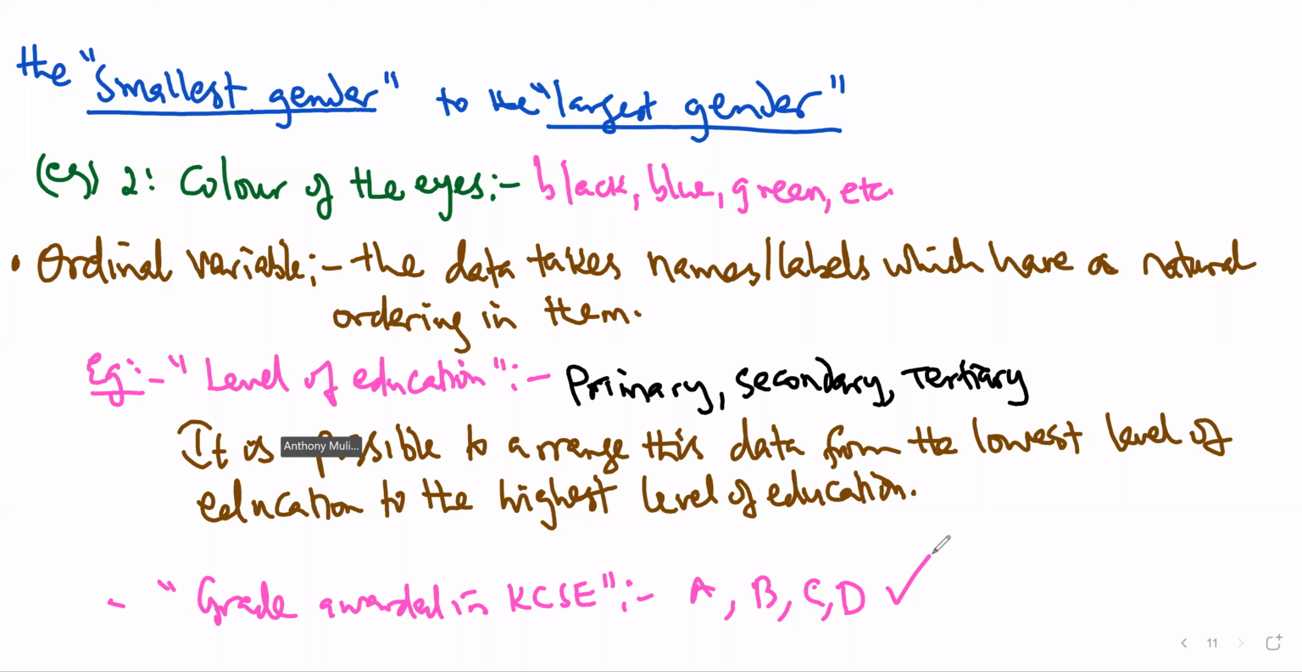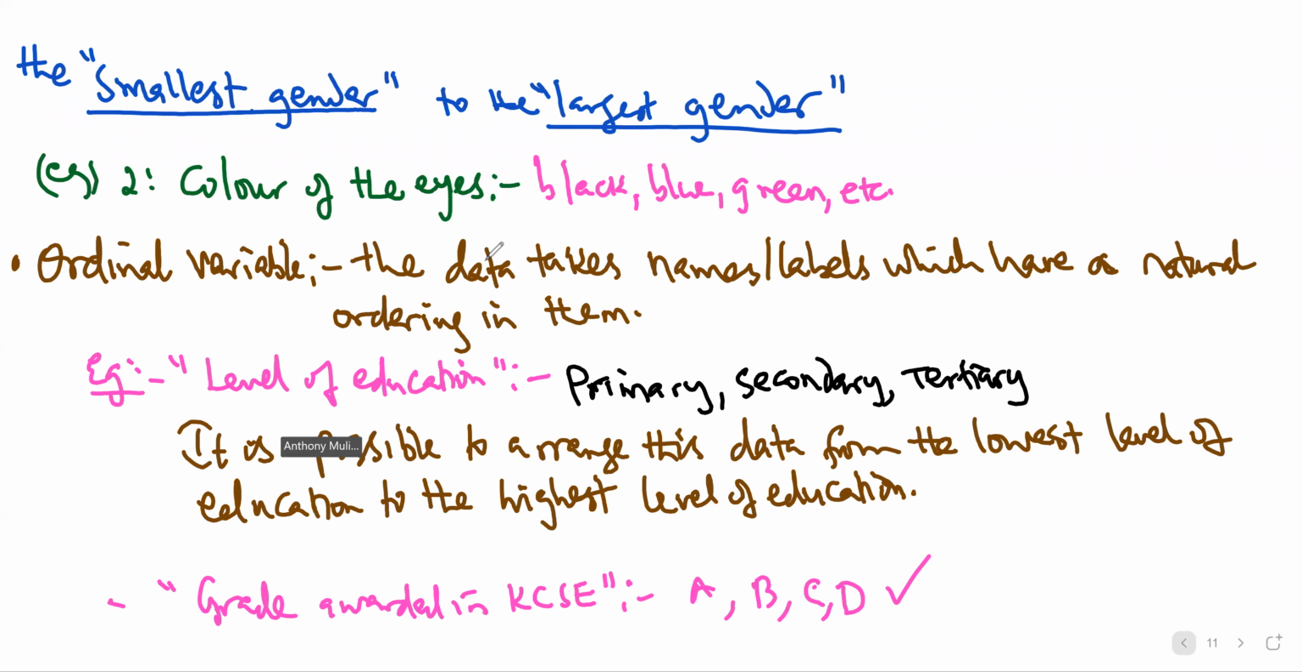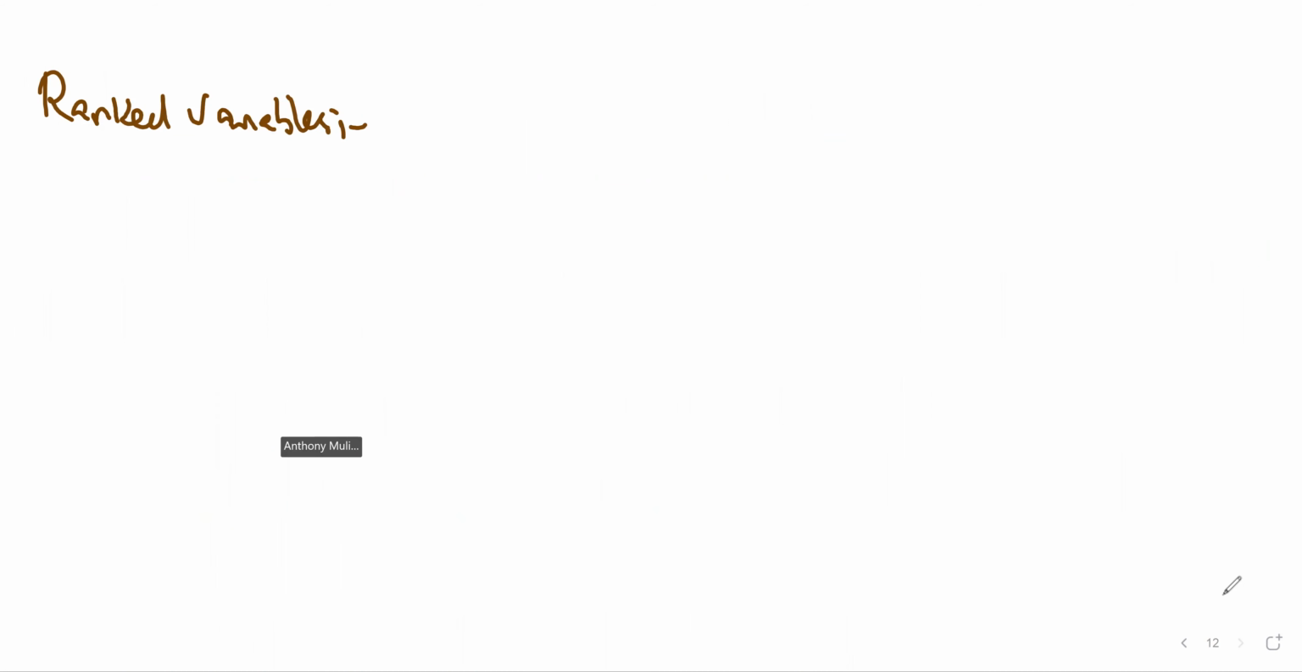Then finally, we have what we call ranked variables. Unlike in the ordinal variables where the ordering was natural, in the case of ranked variables, the ordering is not natural. It is assigned by the researcher or by someone. So these are just nominal variables, but now you assign ranks to the different categories. You assign one category as maybe your rank number 1, and so on and so forth.